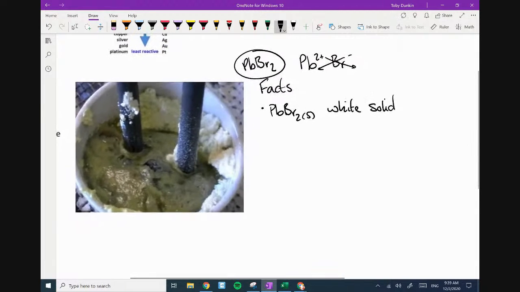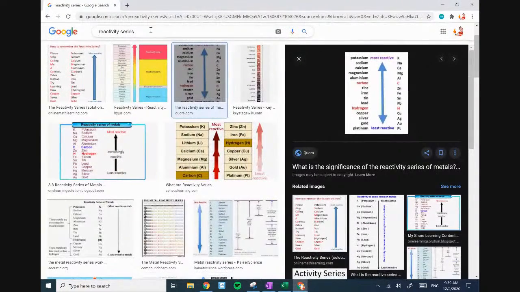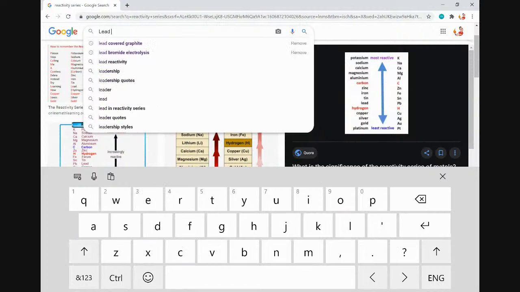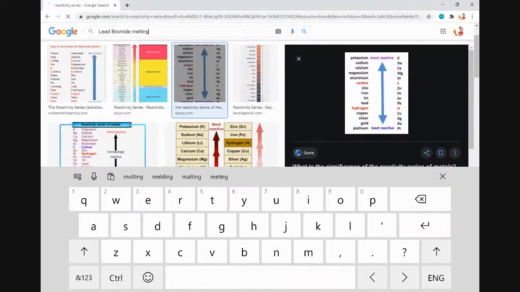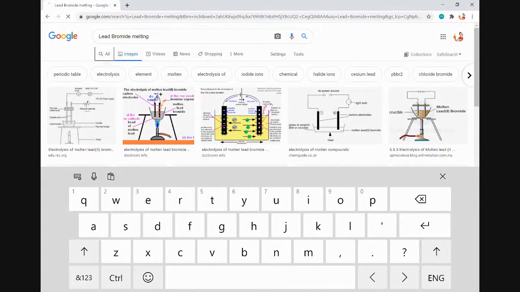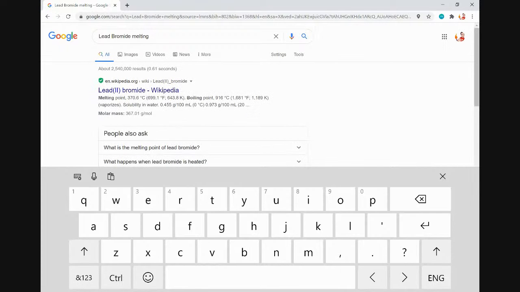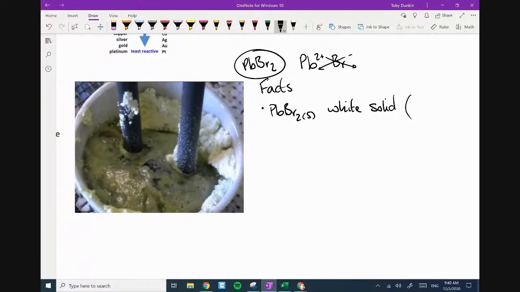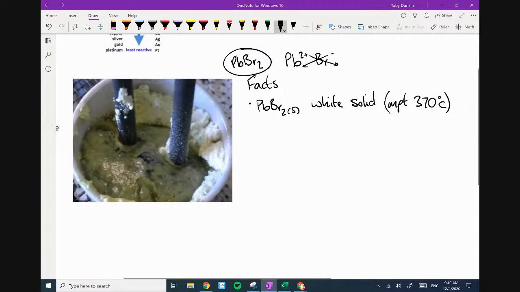And it is ionic, high melting point. Do you know what? I'd quite like to know its actual melting point. So let's see if I can just quickly find that. I hate quoting numbers if I don't know them. Let's do lead bromide melting point. It will be in the hundreds. There you go, melting point 370 degrees, but relatively low for an ionic. I'm just going to put brackets, MPT, 370 degrees Celsius. Okay, so it's a white solid.